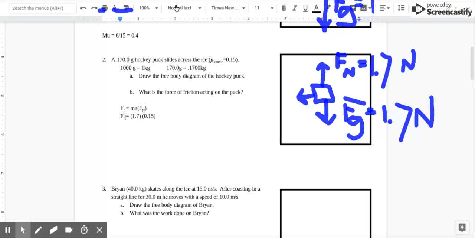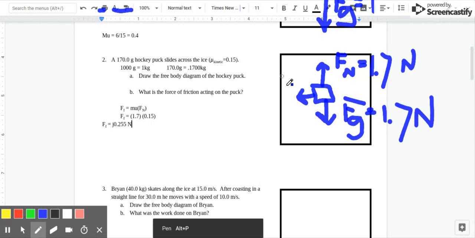All right, 1.7 times 0.15. Let's do that. And we get 0.255. That makes more sense. So our force of friction is 0.255 newtons.